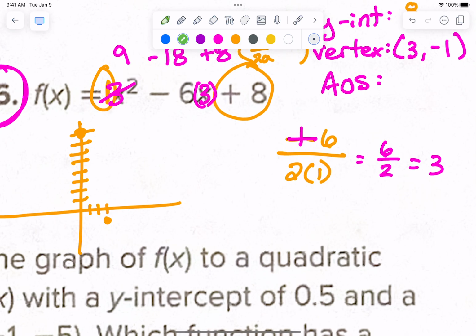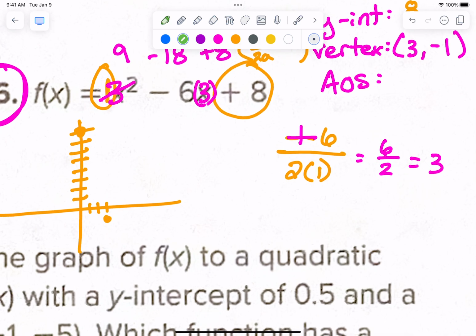Now, the axis of symmetry always goes through that dot, right? So I'm going to draw my axis of symmetry. What's the equation for the axis of symmetry? X equals 3. Please make me happy and put X equals 3. Don't just put 3 because 3 is a dot. X equals 3 is a line. So X equals 3 is that guy, all right?